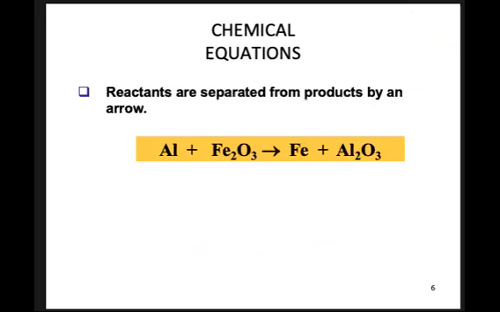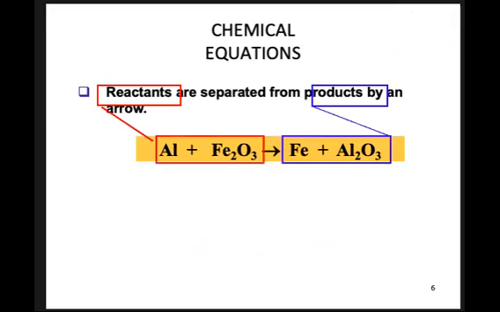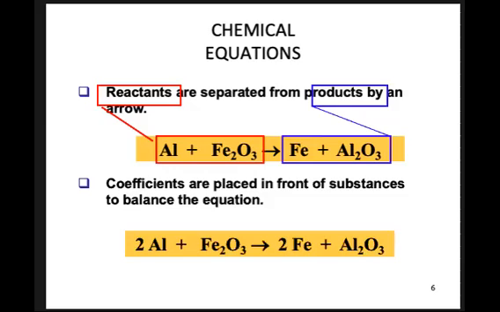Now, reactants are separated from products by an arrow. So this is the reactants, and this is the product part. Then we place coefficients in front of substances to balance the equation. So if there is no number there, okay, it means that it is 1, 1 mole of ferric oxide. So we have coefficients written in front of the substances.